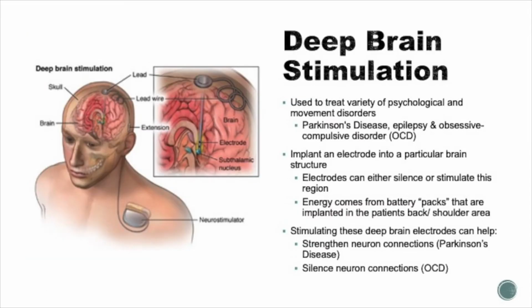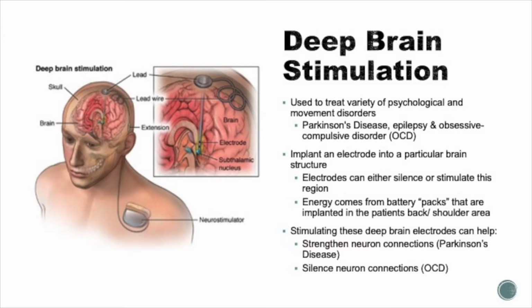So another method to help treat different diseases and neurological issues is deep brain stimulation. And this has been used to treat a variety of psychological and movement disorders like Parkinson's disease, epilepsy, and even obsessive compulsive disorder or OCD.